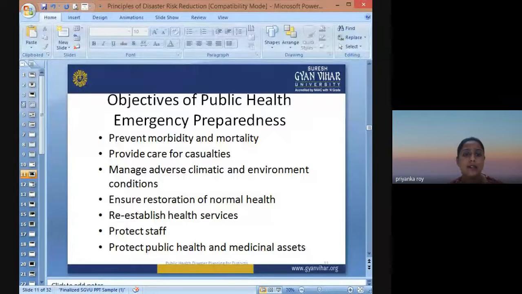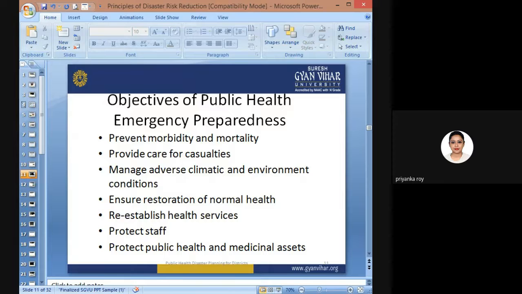re-establish health services, and protect the health service staff and various other staff for important services that are given, like water supply, sanitation, health. All these sectors have to protect the staff first. The staff needs to be given training and drills and awareness regarding the essential parts, and what roles they can take up during the emergency. Then protecting public health and medicinal assets are also part of public health emergency preparedness.